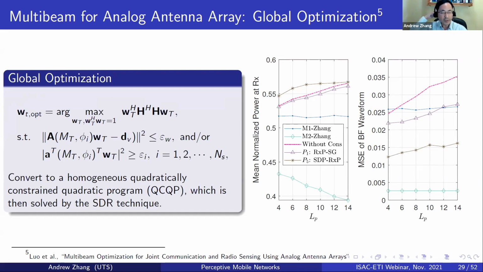For the particular problem we studied, we compared the global optimization and the suboptimal decomposed approaches. And we found their performance is actually quite close, but in terms of implementation complexity, the decomposed one is much lower.